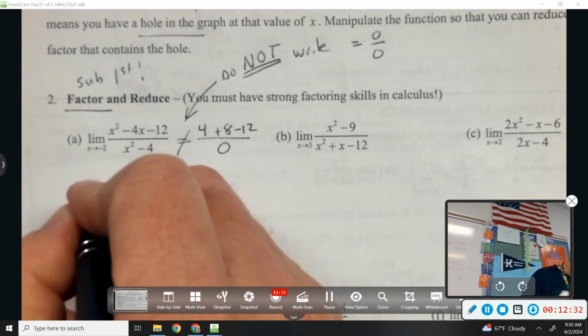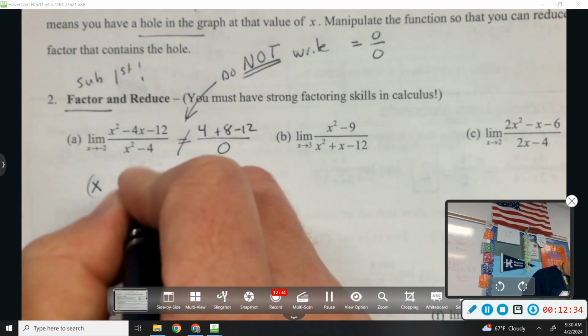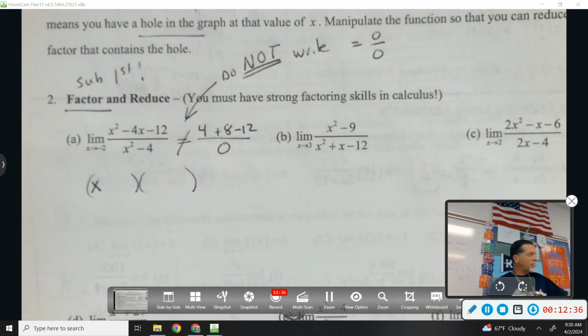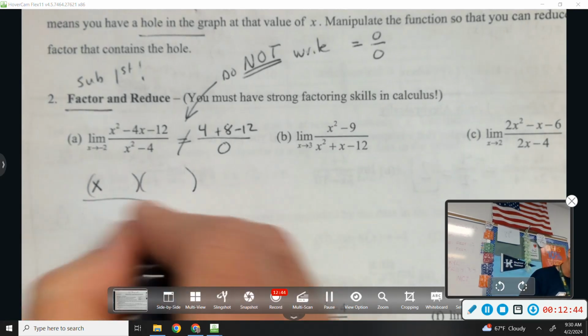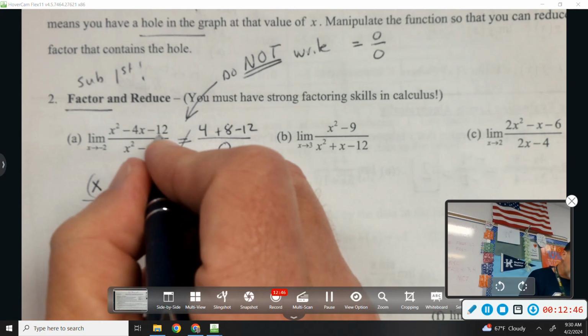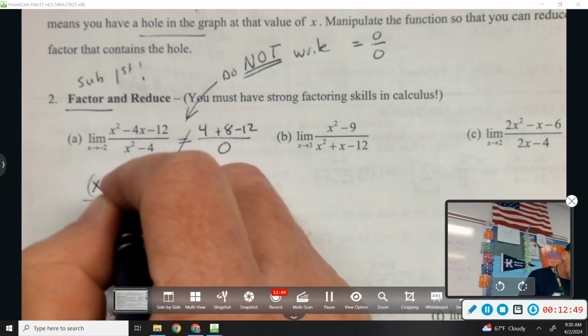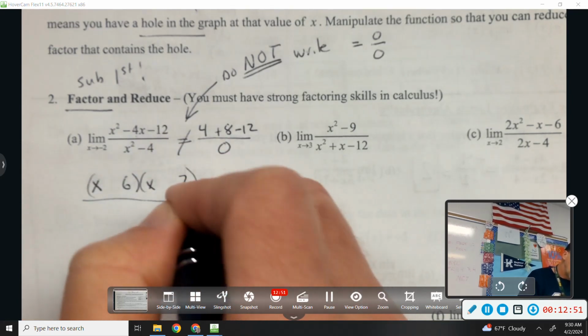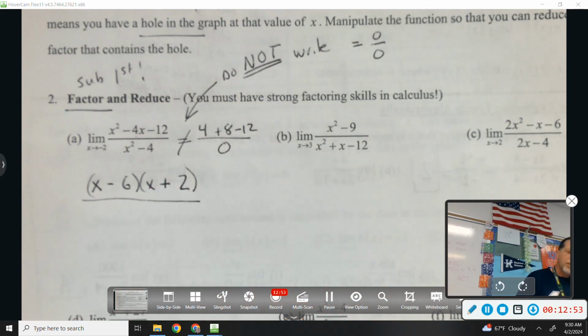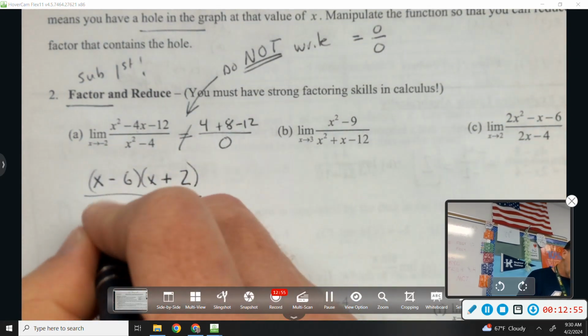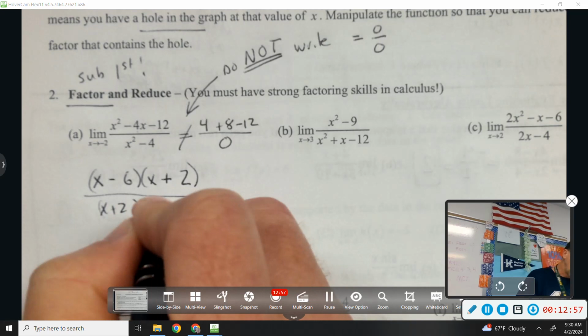So let's factor. This is an easy one. 0 over 0 is why it's indeterminate. Is 0 over 0 equal to 0? Is it 1? Is it infinity? Or is it something else? Let's figure out what this one is. Let's see, 6 and 2 would make 12. X minus 6, x plus 2. And then in the bottom, x plus 2, x minus 2.